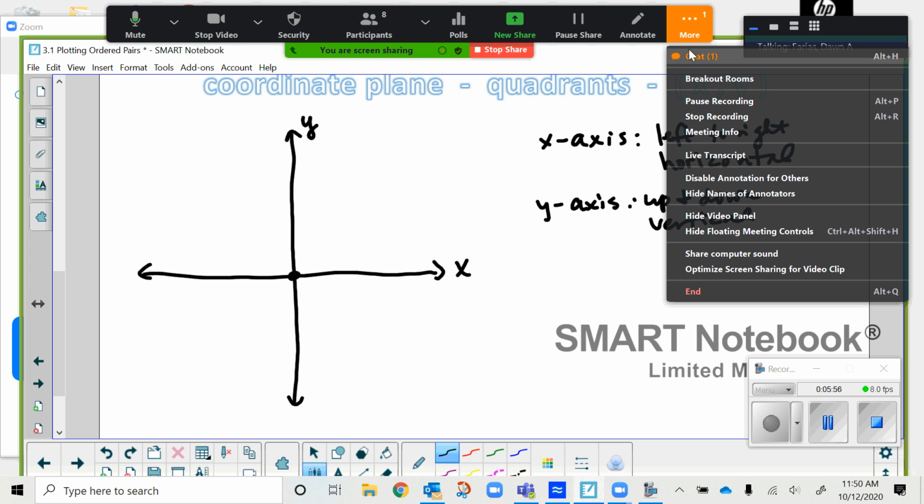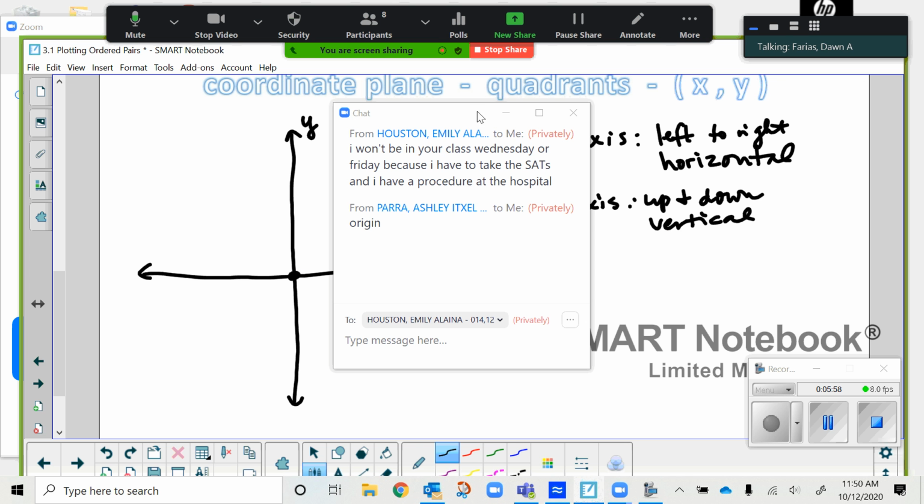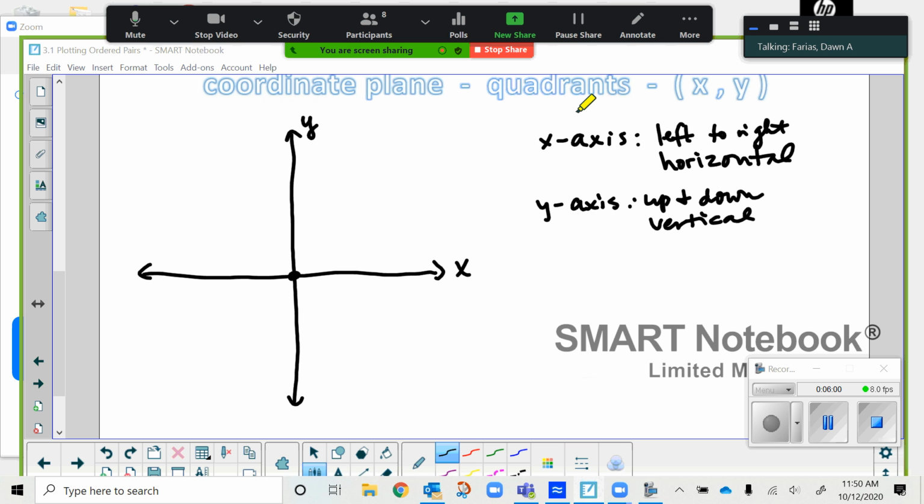Someone say that in the chat, let's see. Origin, thank you, Ashley. So the origin is where the two axes intersect each other. And like Tony said, that is 0, right? That's the 0, 0 point.